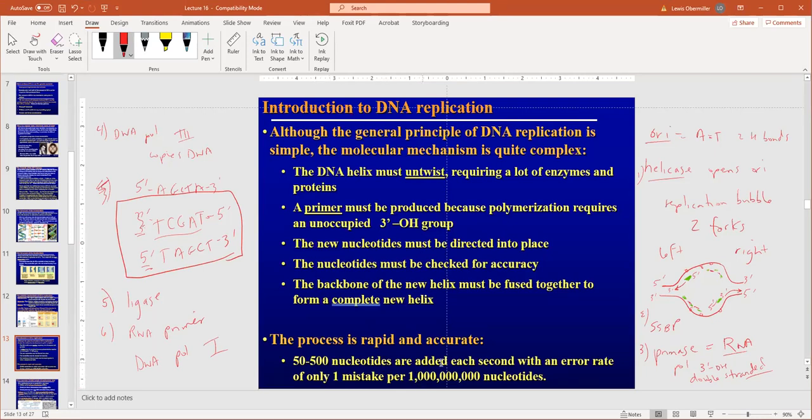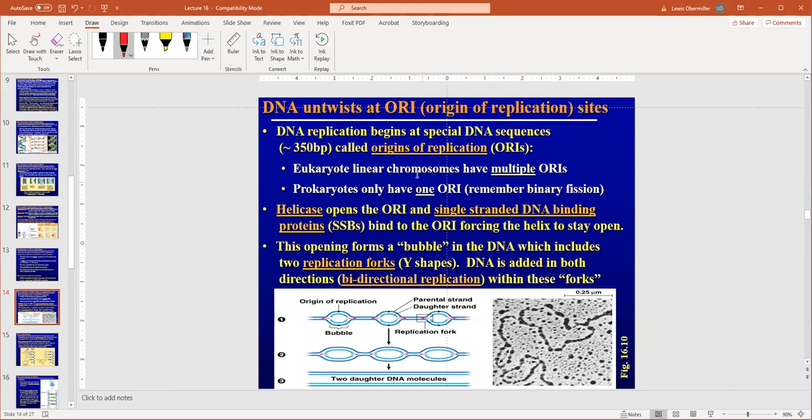Remember that it's fast and accurate. I don't need you to know those exact numbers. I don't care. This is what we just talked about. Origin of replication, helicase opens it up, single-stranded binding proteins hold it open. Here are the forks. Remember in prokaryotes, there is only one origin of replication. In eukaryotes, there are many. Otherwise, you'd never finish copying your DNA.